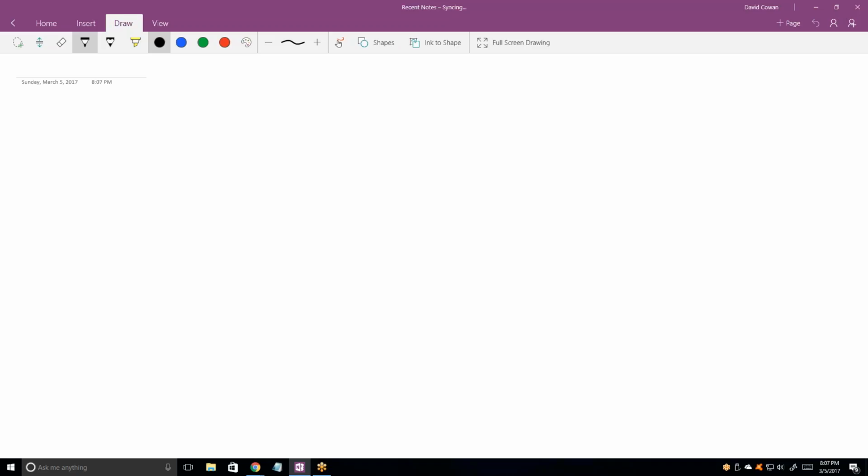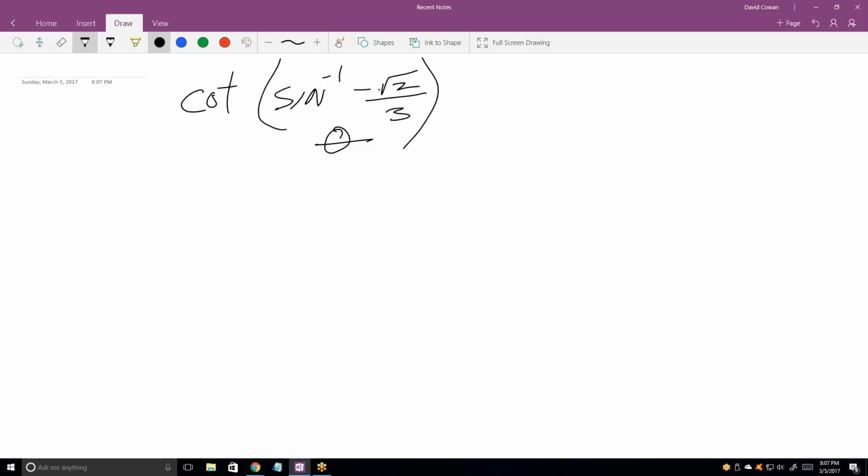So, this next one, it's cotangent of inverse sine of negative square root of 2 over 3. And find the exact value. What's our first step? I suppose find where negative square root of 2 over 3 is. Our first step is, let's call that an angle, first of all. You know that inverse trig functions are equal to angles.